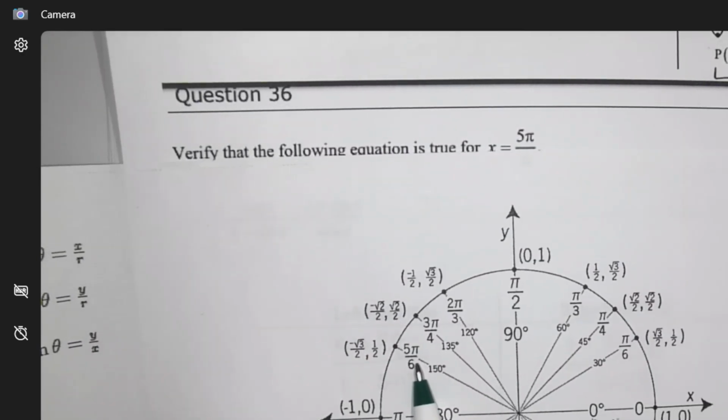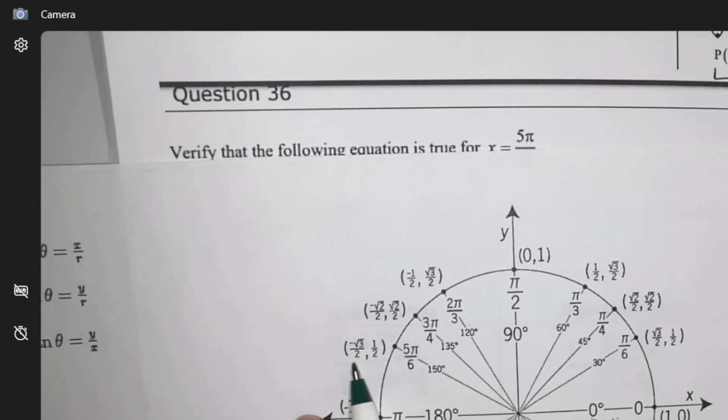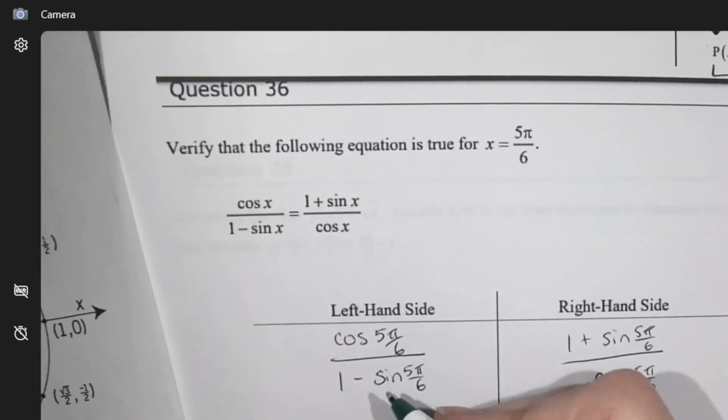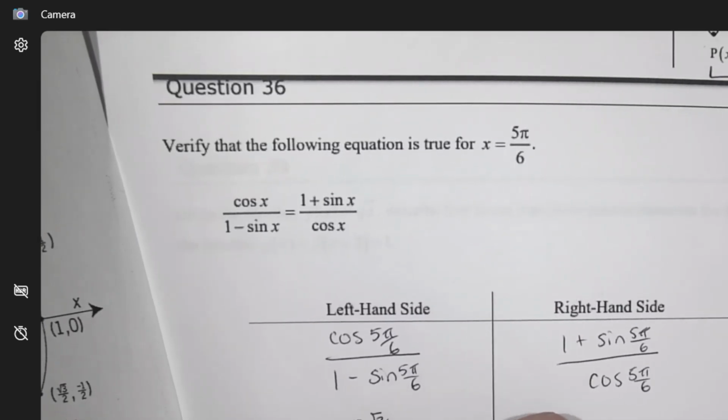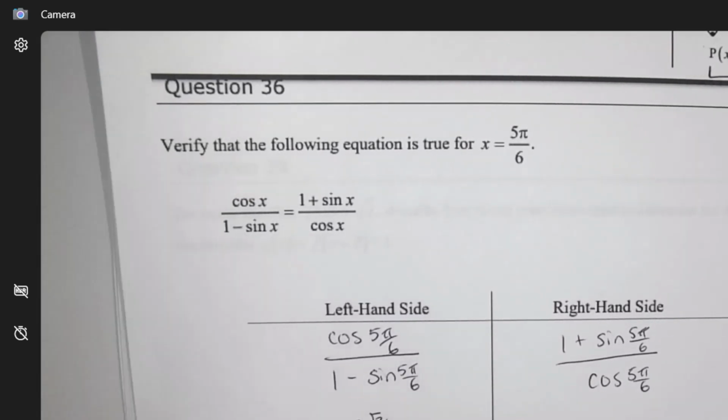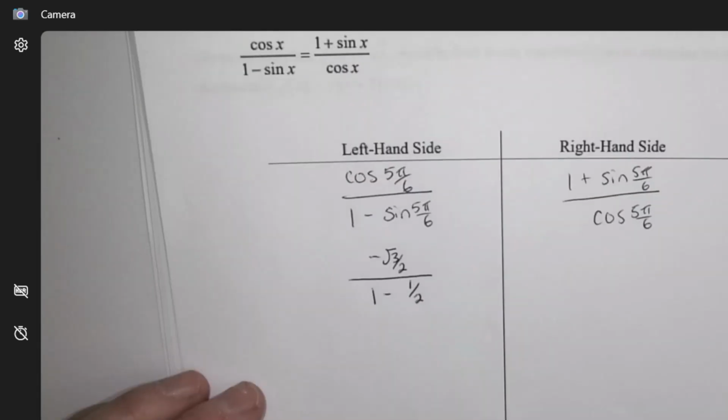That is right there. So, do you remember this is the cos value and this is the sine value? Cos is x stuff, sine is y stuff. So we can replace cos with negative root 3 over 2. And we can replace the sine stuff with a half.